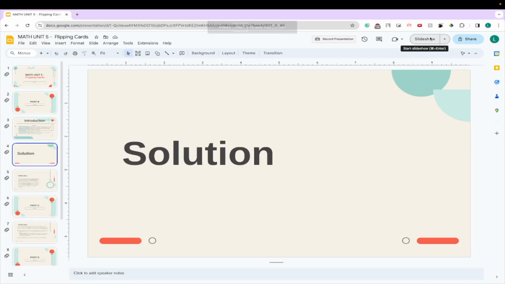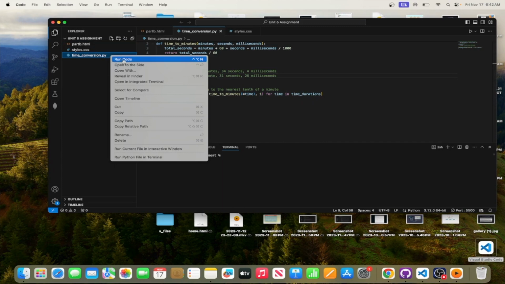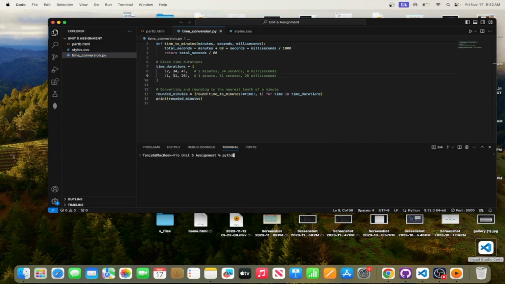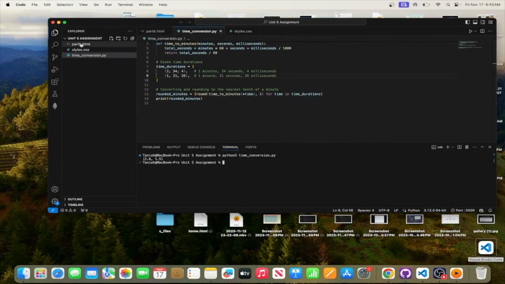Firstly, let's convert the time that we got from the video to the nearest tenth of a minute. As you can see right here, I have a Python code that enables me to convert the times that I got to the nearest tenth of a minute. I got 2 minutes 34 seconds and 4 milliseconds for my mother, and I got 1 minute 31 seconds and 26 milliseconds for me. Now let's see what that is to the nearest tenth of a minute. As you can see, that would be 2.6 minutes and 1.5 minutes. Now, since we have that, let's move on to the solution for part B.